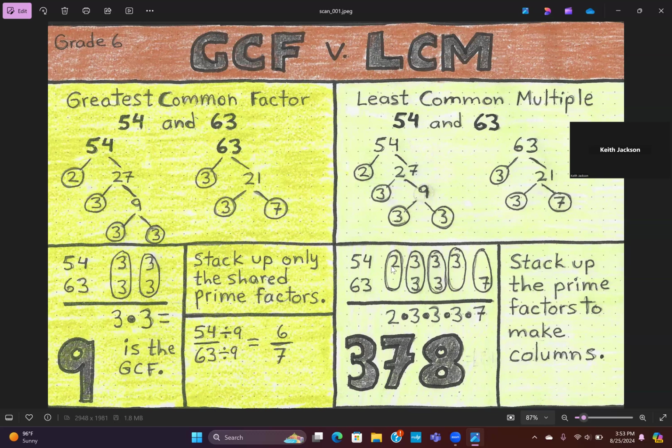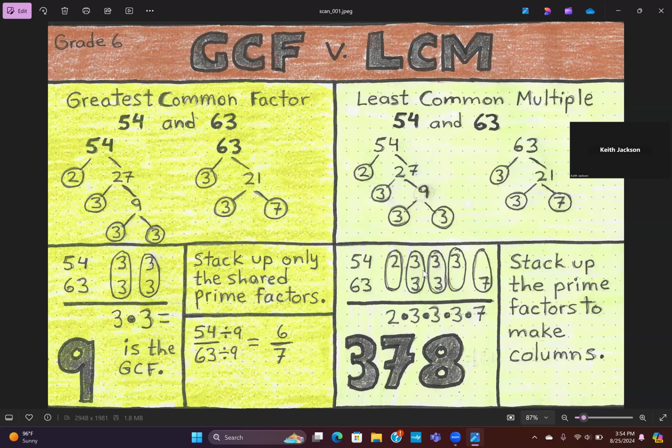And so we have right here for 54, 2 times 3 times 3 times 3. And for 63, we have 3 times 3 times 7. And notice how I paired up the prime factors that they have in common, and the ones that they don't have in common, well, we just let them stand alone here and here. And so we have that 2 right here and that 7, and this 3 right here standing alone.